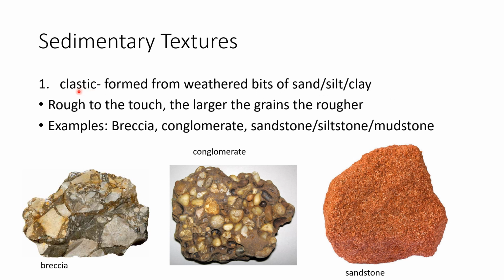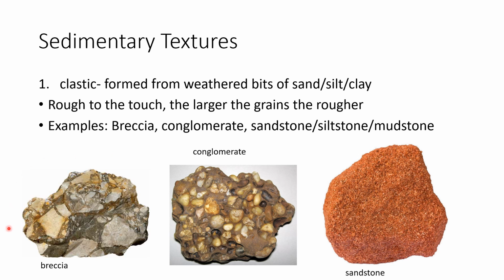So our first texture of sedimentary rock that we'll discuss is clastic. This is the most commonly thought of texture of sedimentary rocks. These are formed from those little chunks of sediment that were weathered and eroded and deposited and then smushed together by compaction and cementation. So clastic sedimentary rocks will be rough to the touch, so feel kind of like sandpaper. The larger the grains are in that sedimentary rock, the rougher it will feel. So remember, sand is bigger than silt, which is bigger than clay. So a clastic sedimentary rock made of sand particles is going to feel a lot scratchier than a clastic sedimentary rock made of clay particles.